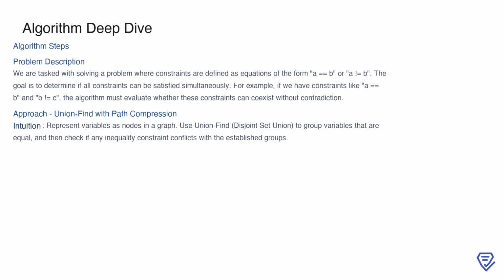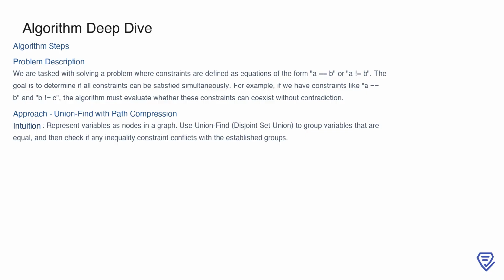To solve this problem, we need to evaluate whether a series of equality and inequality constraints between variables can be satisfied simultaneously. These constraints are given as equations like A equals B or A not equals B. The challenge lies in determining if these relationships can coexist without contradiction. For example, if we have A equals B and B equals C, we must check whether these constraints are logically consistent.